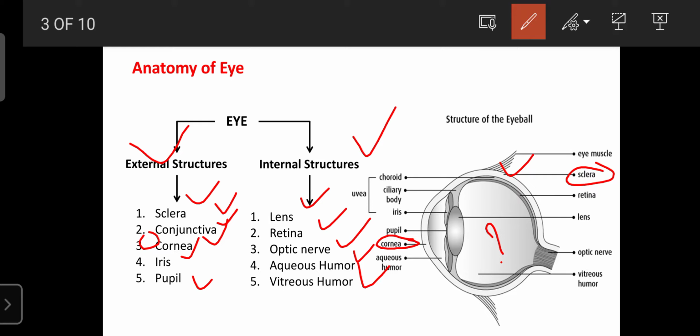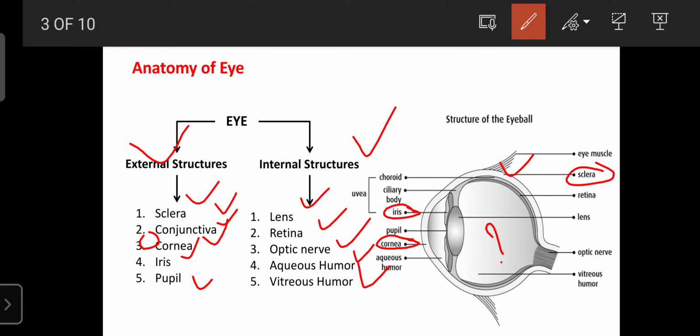Next, regarding the iris, these are the muscles present just above the eye. They are a pigmented layer of tissue that makes up the colored portion of the eye. Some people's eyes look blue, or some look yellow. That is due to the presence of the pigmented tissues, which are nothing but the iris. The major function of the iris is to control the size of the pupil.